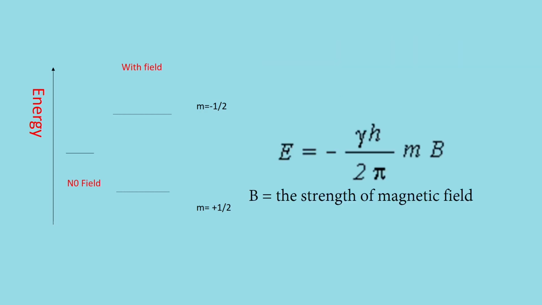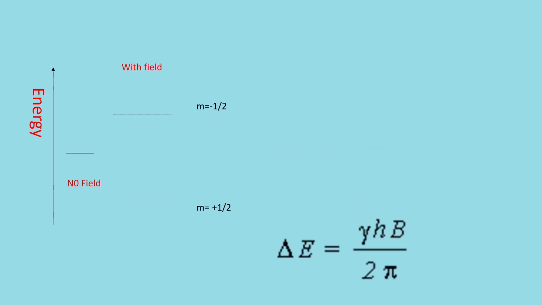The energy of a particular energy level is given by E equals minus gamma h over 2 pi times m B, where B is the strength of the magnetic field at the nucleus. The difference in energy between the levels can be found from delta E equals gamma h B over 2 pi. This means that if the magnetic field B is increased, so is delta E. It also means that if a nucleus has a relatively large magnetogyric ratio, then delta E is correspondingly large.